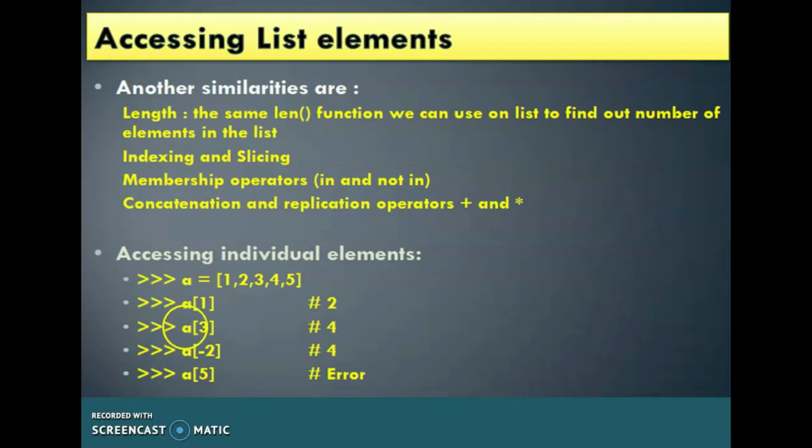Index positions. A of 3 means 0, 1, 2, 3. 4 is the value. A of -2, that is backward indexing. -1, -2, which is the value? 4 is the value. A of 5, that is an error. Why is there an error? Because in that position the values are not there. That is why this A of 5 is an error. Okay, 0, 1, 2, 3, 4. Up to 4 the values are there. In this fifth index the values are not there. Okay, clear?